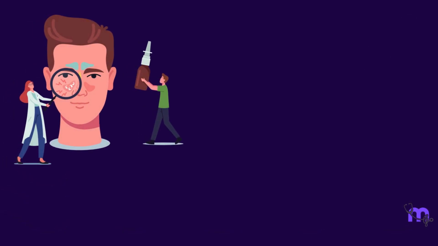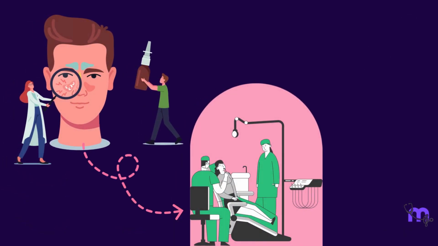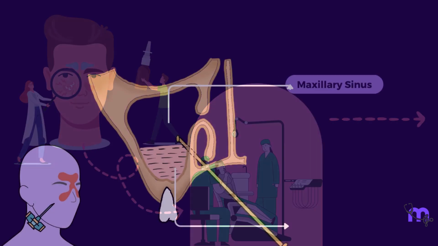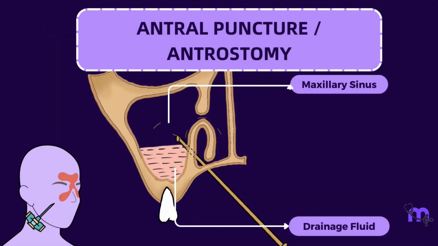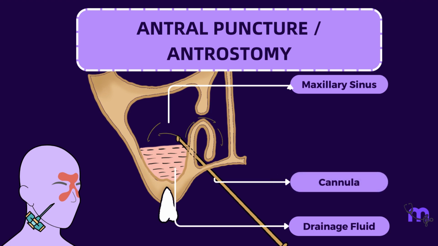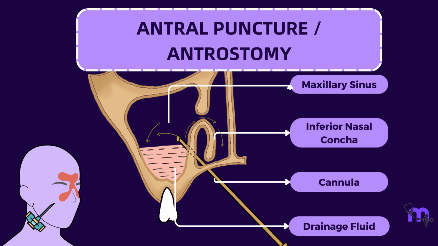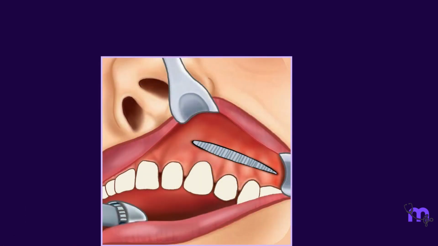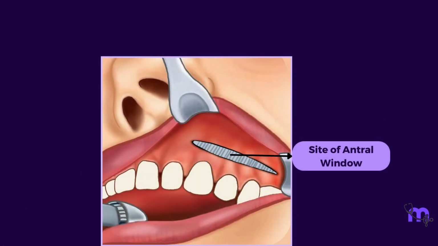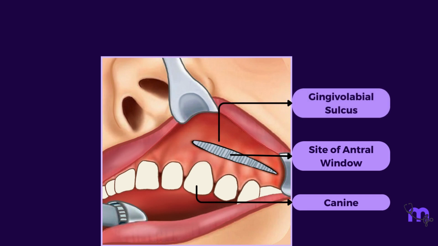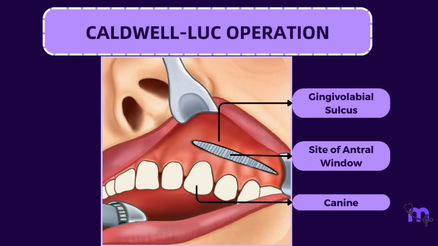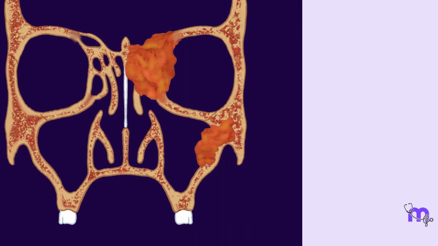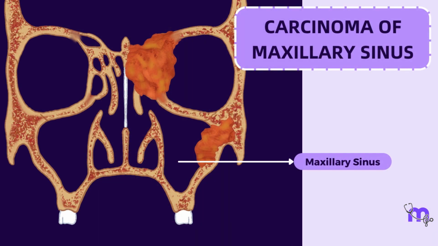To address maxillary sinus infections, there are two common surgical drainage approaches. Antral puncture, also known as antrostomy, involves using a trocar and cannula inserted below the inferior nasal concha in an outward and backward direction. Another surgical method is fenestrating the antrum through the canine fossa in the gingivolabial sulcus, known as the Caldwell-Luke operation.